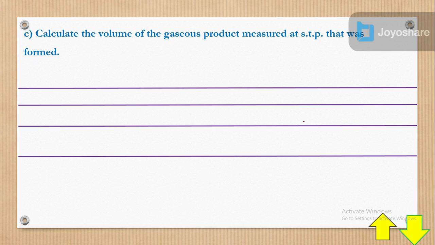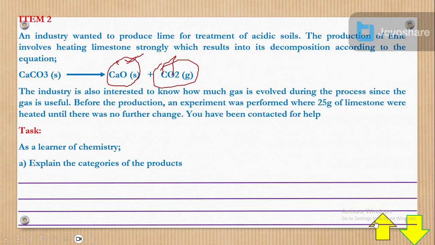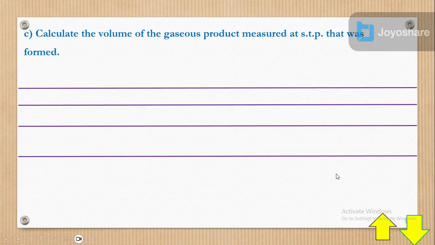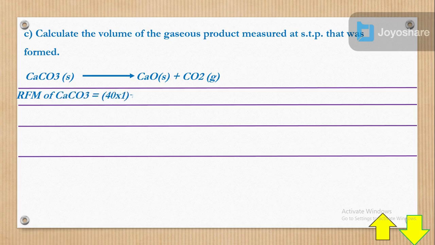Now remember, in the question they said that a reaction was performed with 25 grams of limestone, but limestone is calcium carbonate. Okay, let's move on. So let's proceed with this area. Bring back our equation. So the RFM, the relative formula mass of calcium carbonate, is calculated as follows.